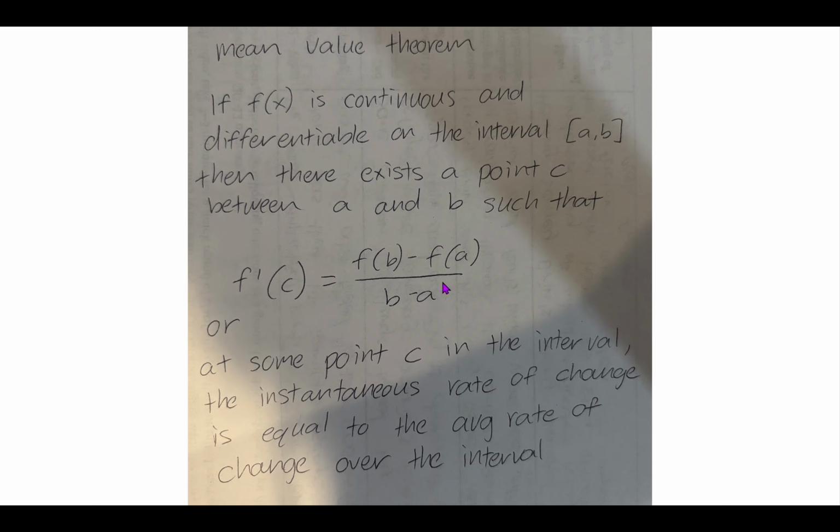So I know I just said a lot of mathematical terms, but what this really means is that at some point c in the interval, meaning that this point c must fall between a and b, the instantaneous rate of change of that point is equal to the average rate of change over the interval. Okay, so now let's look at some problems.